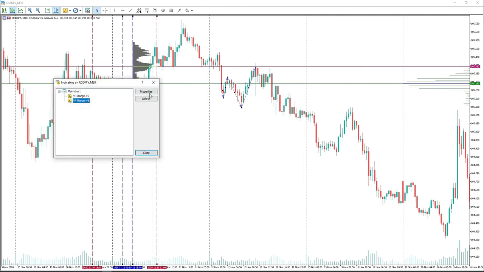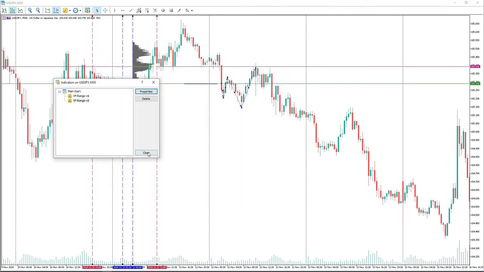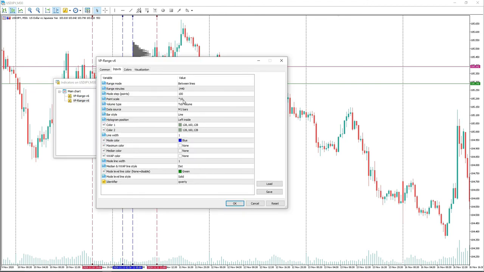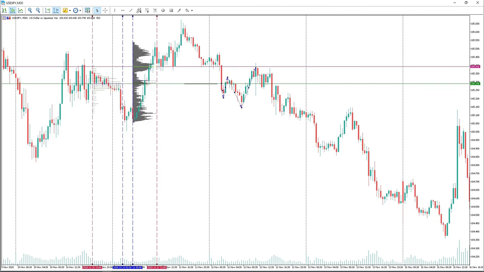Indicator, volume profile, properties. I want it left inside. That's how I prefer my volume profiles. There's another property here. Okay, point scale is okay. Close like this, right? So we notice that we've got a blue line there.